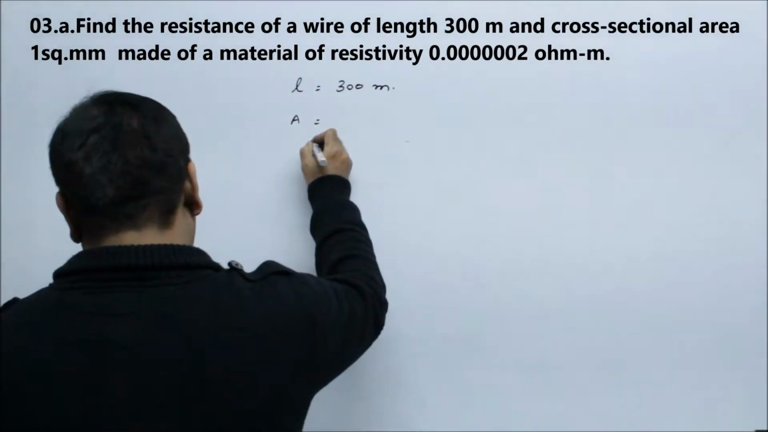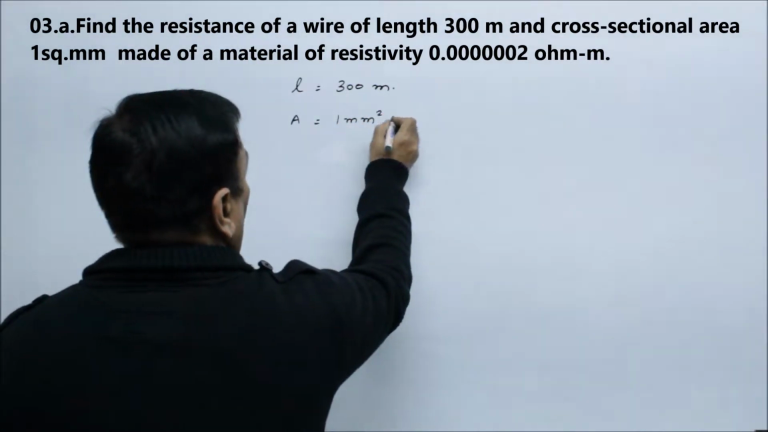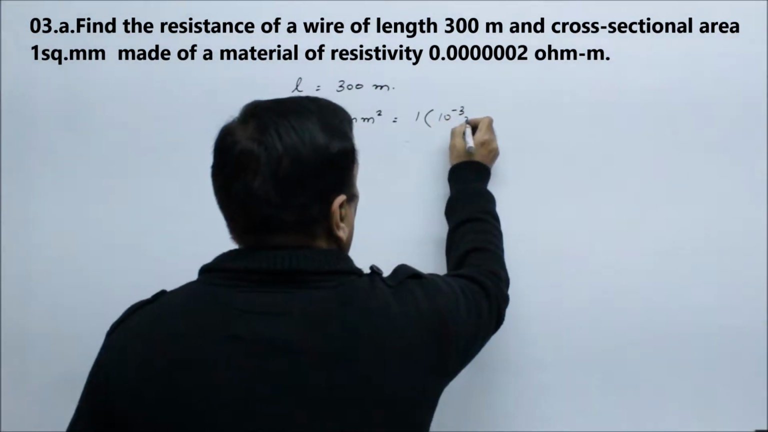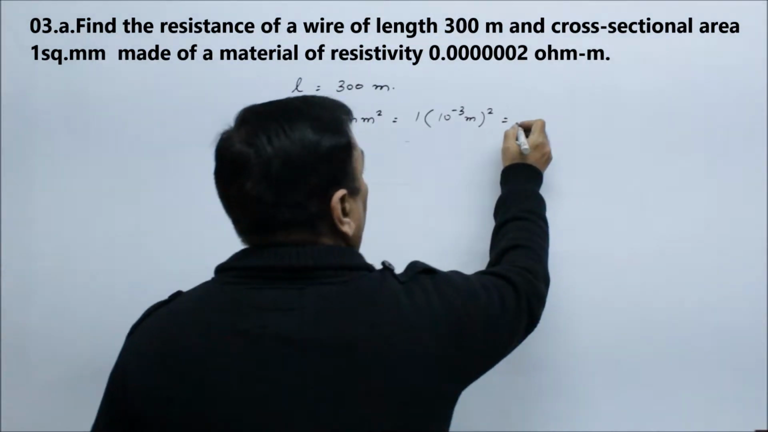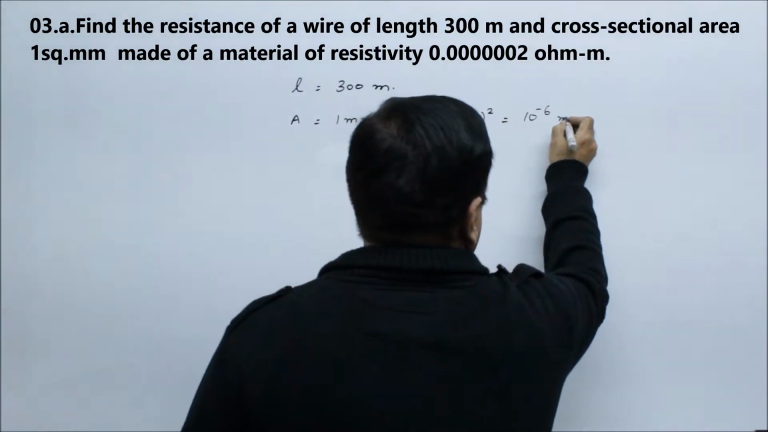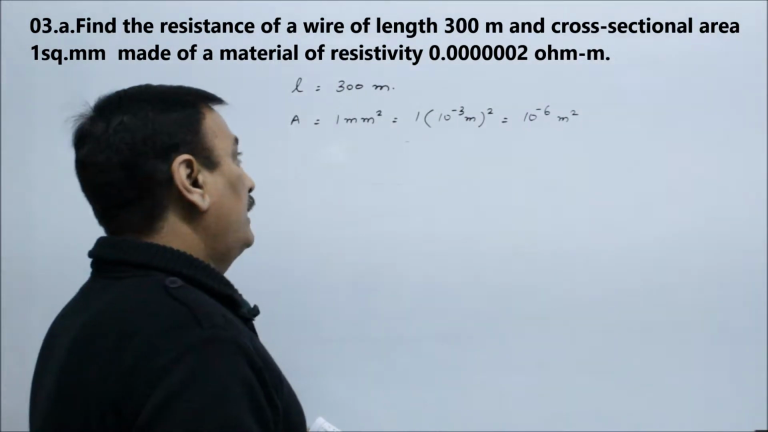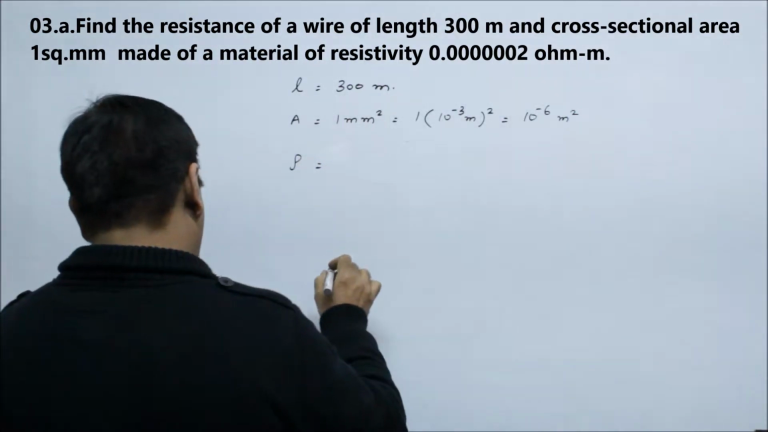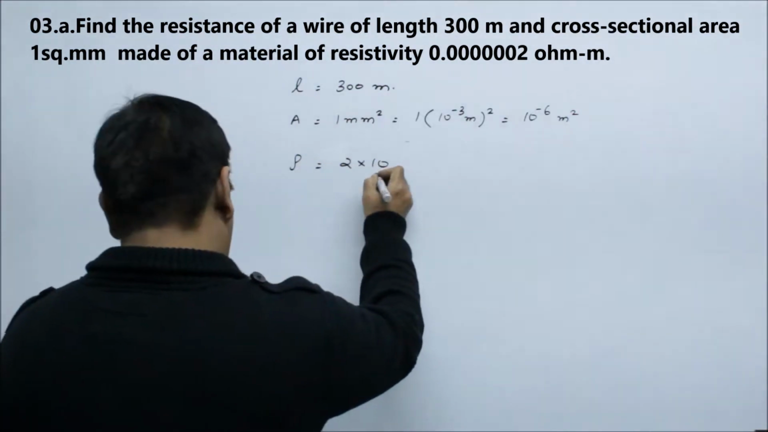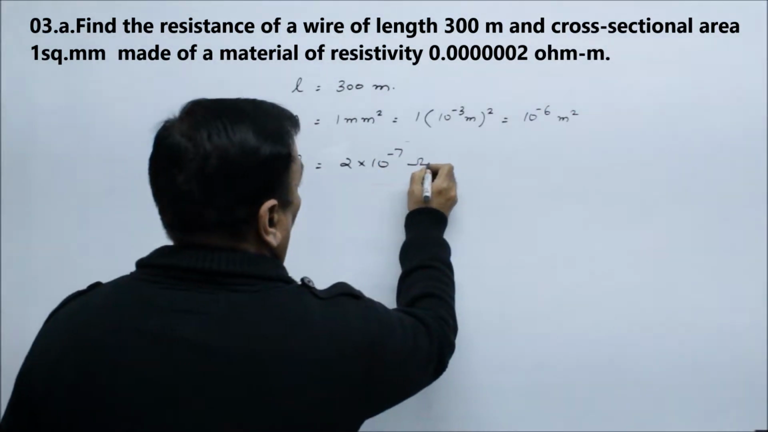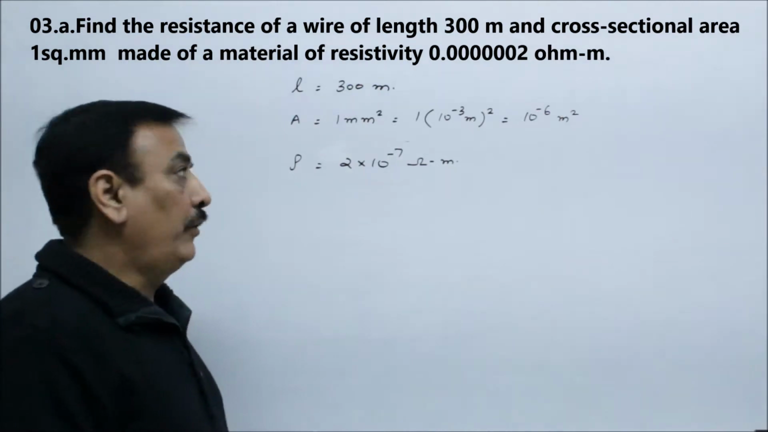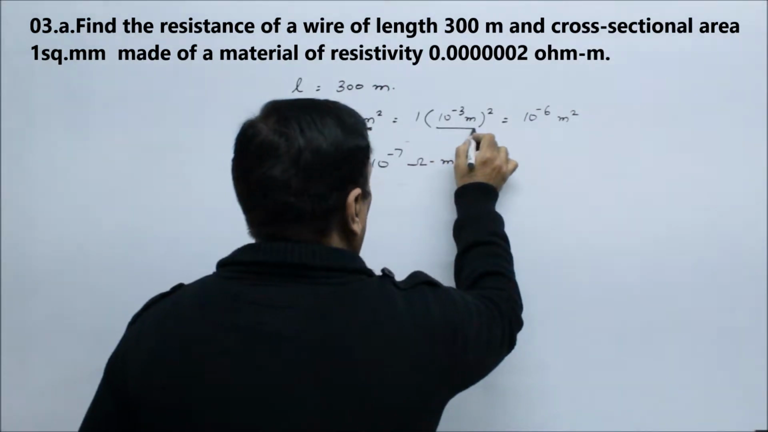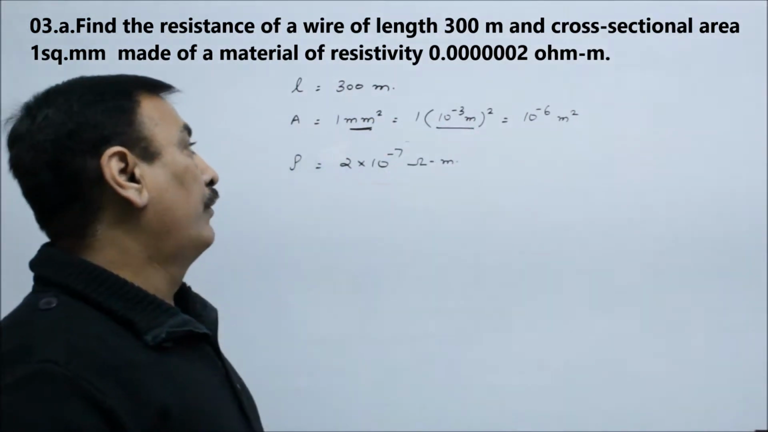Coming to the area of cross section, we have got the area 1 millimeter square, and we know millimeter means 10 raised to the power minus 3 meter, square of this, and we get 1 into 10 raised to the power minus 6. So that is 10 raised to the power minus 6 meter square. Coming to the resistivity, they have given 2 into 10 raised to the power minus 7 ohm meter. Got it? So the only thing that was required to be done was conversion. Millimeter stands for 10 raised to the power minus 3 meter, but here we have got the square of that, so we get it like that.